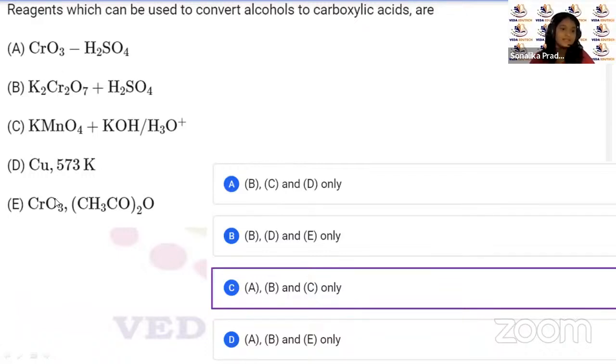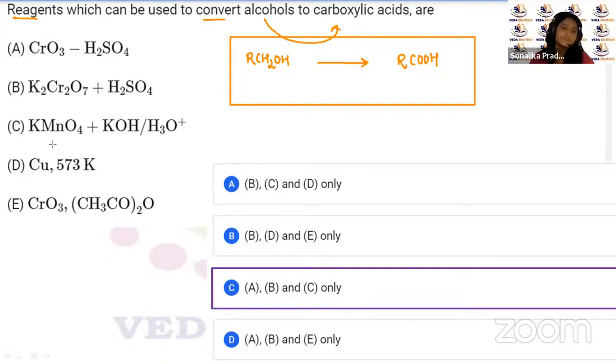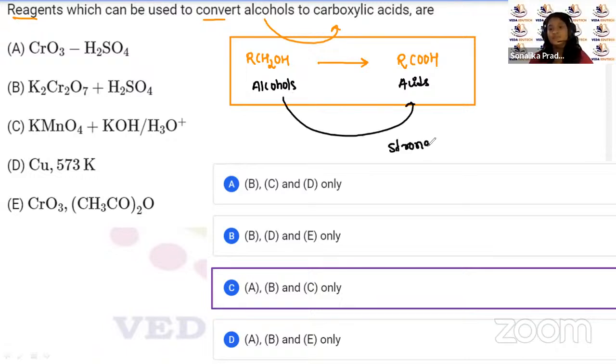Next question on your screen. Let us read what's given here. Reagents which can be used to convert alcohols into carboxylic acid. So we want to do any such kind of conversion. What are we doing? We are directly converting your alcohols into acids, right? So when we convert directly, we need a very strong oxidizing agent.